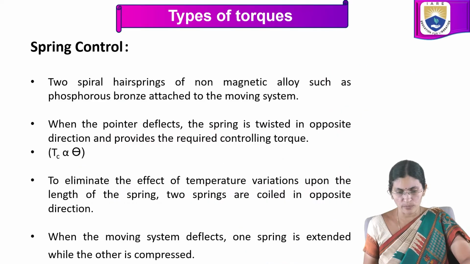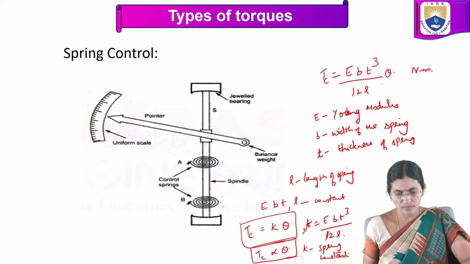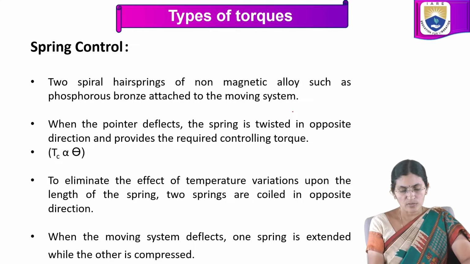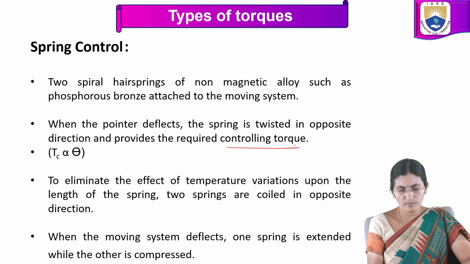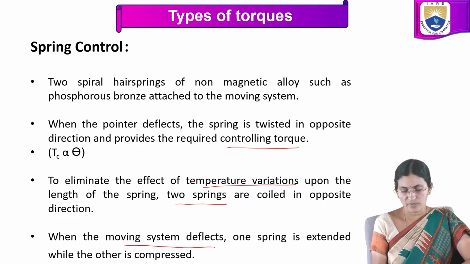There are some important properties. You can see here from this diagram, there are two spiral hair springs which are made up of non-magnetic alloys such as phosphor bronze. They are attached to the moving system. So when the pointer deflects, the spring is twisted in the opposite direction and it provides the required controlling torque. To eliminate the effect of temperature variations upon the length of the spring, we use two springs which are coiled in opposite directions. So when the moving system deflects, one spring is extended while the other is compressed.